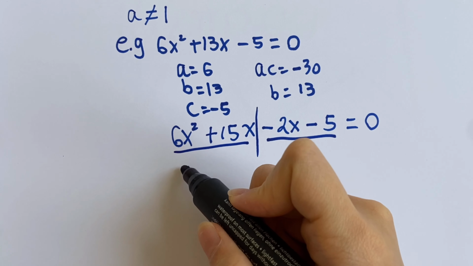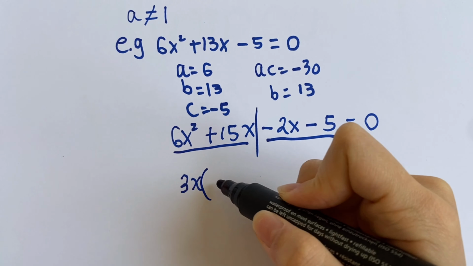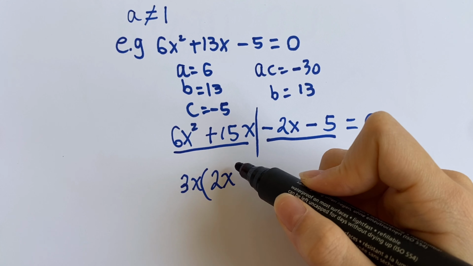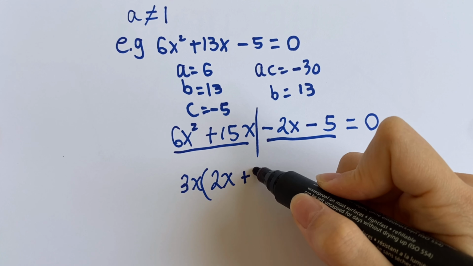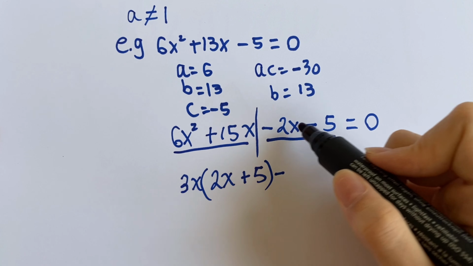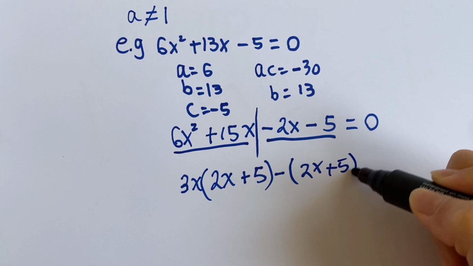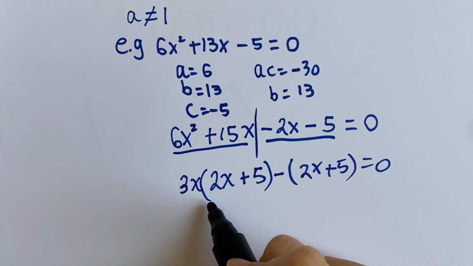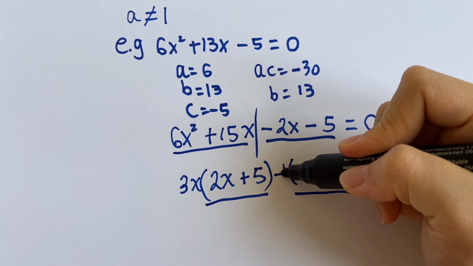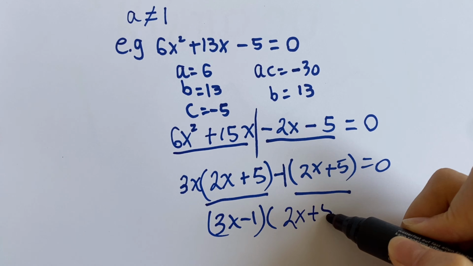And you would take out 3x from this part, and 2 times 3 is 6, 2 times x is x squared, and plus 3 times 5 is 15, and then minus, you would take out a minus from this part, and you will get 2x plus 5 and equals 0. Since they both have this part, imagine that there is a 1 here. So you would write 3x minus 1 times 2x plus 5 equals 0.